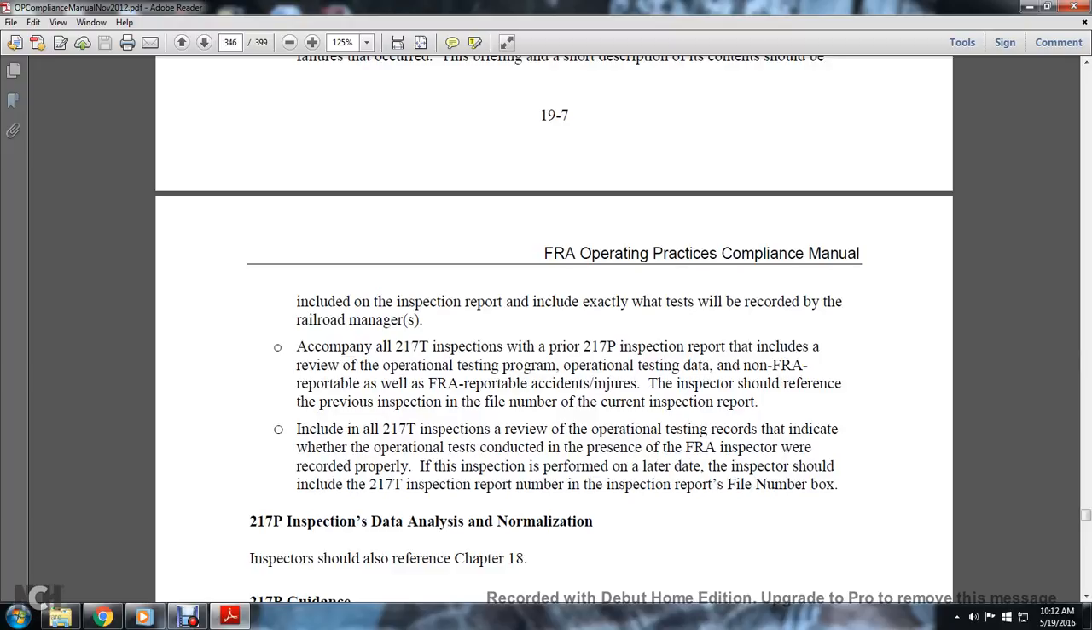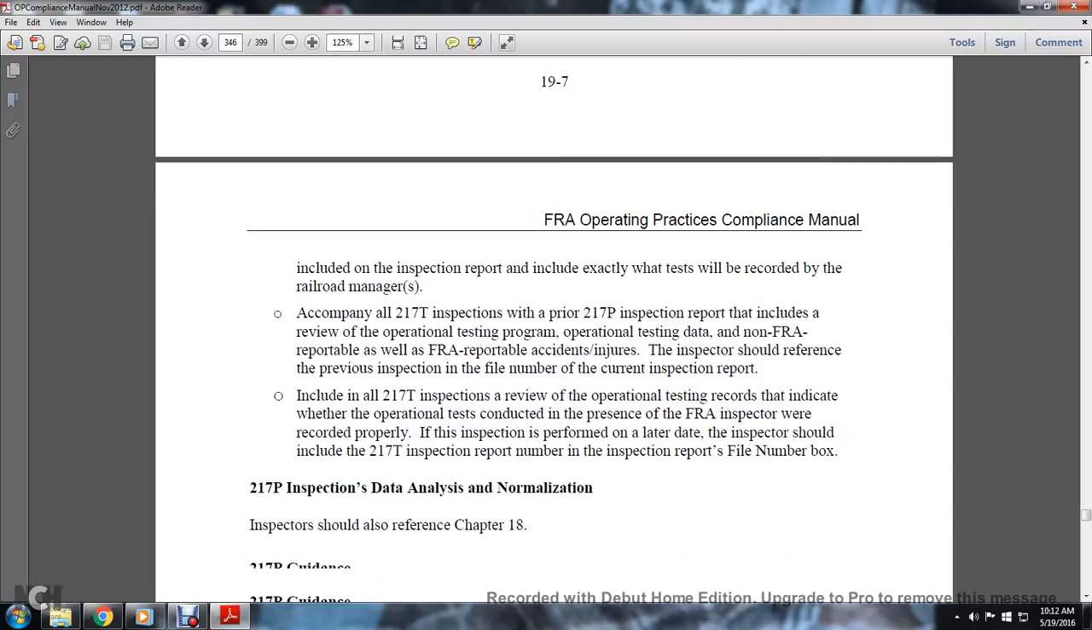All the 217 inspections begin with the prior 217 inspection report and include the review of the operational testing program, operational testing data, non-FRA reports, as well as the FRA reportable accident injuries. The inspector should reference the previous inspection with the file number of the current inspection.